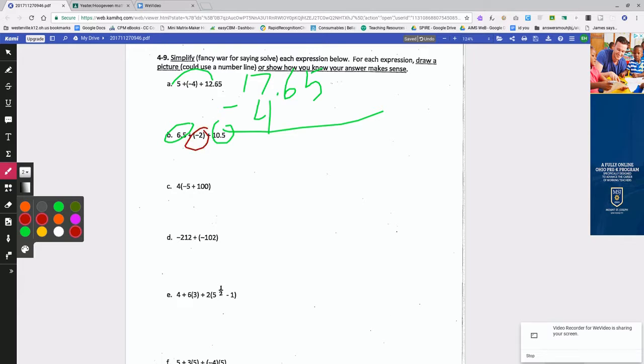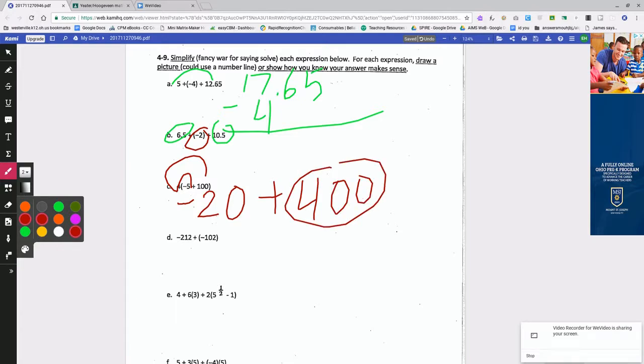For C here, you're going to have to use the distributive property, 4 times -5, which I will tell you when you multiply a negative and a positive, the answer is always negative. So that answer would be -20. And then you do the 4 times 100. Then again, you have more positives, you're taking away a negative. So your answer is still going to be positive, but you're going to have less since you took them away. Same thing here. Remember, when you're adding a negative and another negative, you're going to have a greater negative. So keep that in mind.